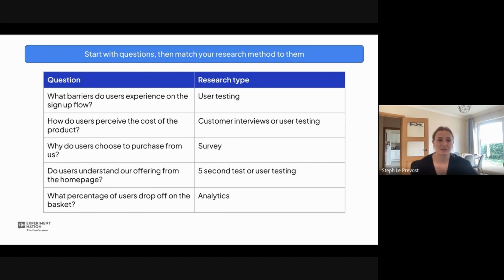What barriers do users experience on the sign-up flow? How do users perceive the cost of the product? And do users understand our offering from the homepage? 3 of those questions can be answered via user testing. That tells me immediately that I need to be doing some user testing. And those questions can help guide my script and help guide where those journeys are going to be without biasing those users, of course. So you can start to see how that would save you time. It's going to save effort when you're just looking around, staring at pieces of research, not really knowing what to look for. And it also means that it's going to focus your program where it needs to be focused.